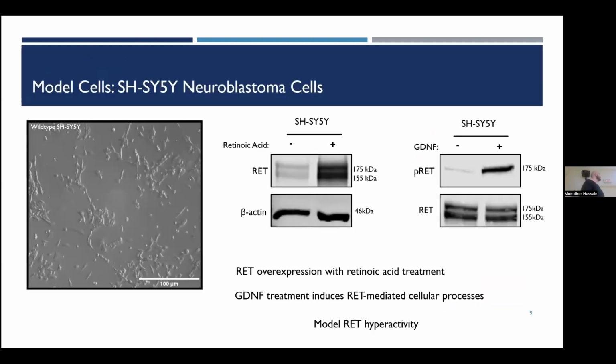The model cells that we used are the SH-SY5Y neuroblastoma cells. We selected these cells as they have robust expression of RET. We can model RET overexpression by treating the cells with retinoic acid, which massively overexpresses RET. And by treating these cells with GDNF, which is RET's ligand, we can turn on RET, and we've shown that it is able to induce several RET-mediated cellular processes. In that sense, it makes a very convenient model for modeling RET hyperactivity, which is what we do see in cancers.